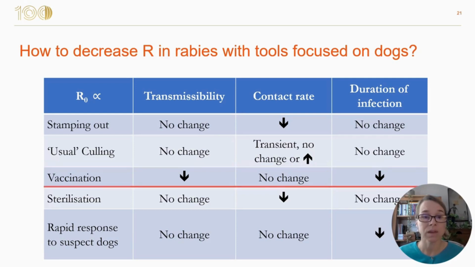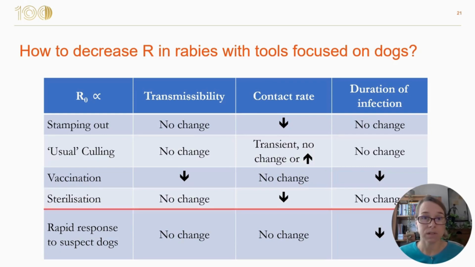Next, we have vaccination, which reduces transmissibility and the duration of infection. In fact, it brings the time of infectiveness down to 0 because the dog's immune system kills the rabies virus without the virus ever having the opportunity to infect another animal or person. Then we have sterilisation, which on its own does nothing to transmissibility or duration of infection, but can potentially reduce contact rates if we think about breeding behaviours. But the main benefit of sterilisation comes in supporting vaccination as a disease control tool.